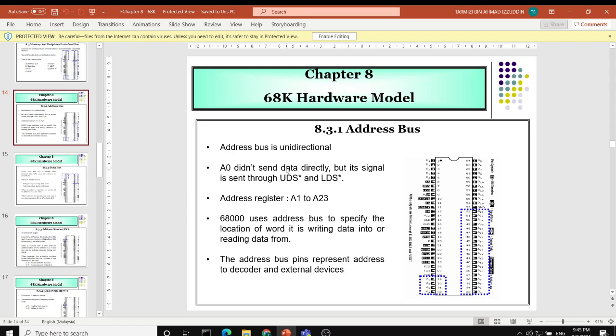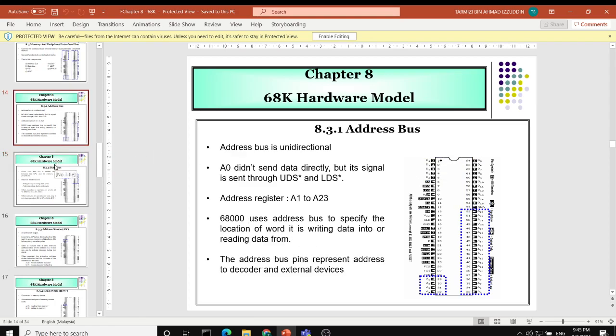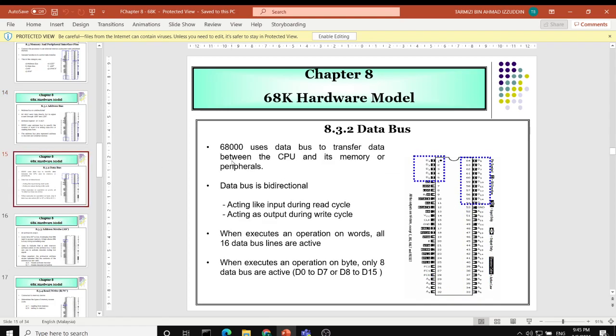It's via this address bus, whereas your data bus is the actual bus that carries the actual information that you want to transfer from your 68K to your external peripheral. Okay, data bus is bidirectional, acting like an input during read cycle and acting as an output during write cycle. So remember, address bus is unidirectional, but your data bus is bidirectional, meaning that you can transfer your data in and out of your 68K.